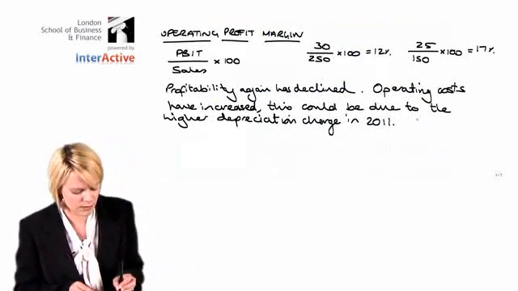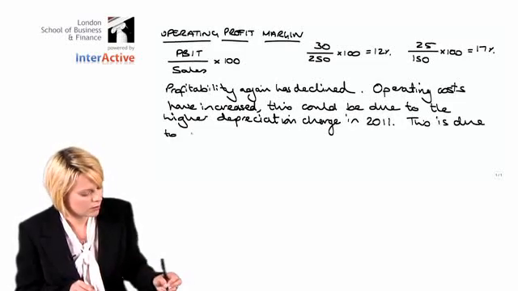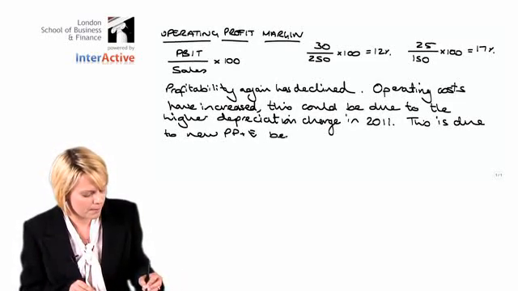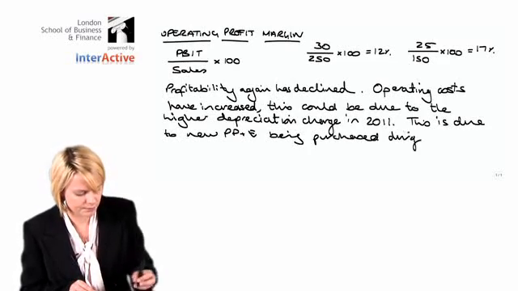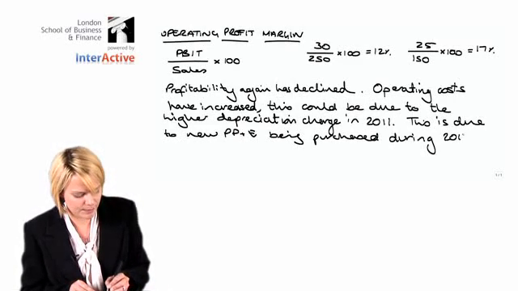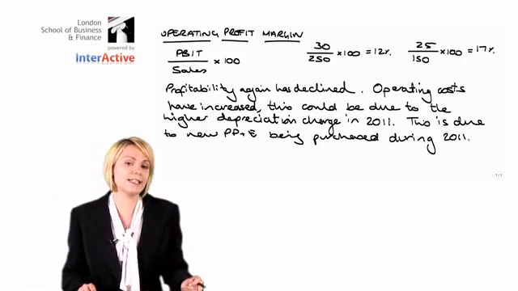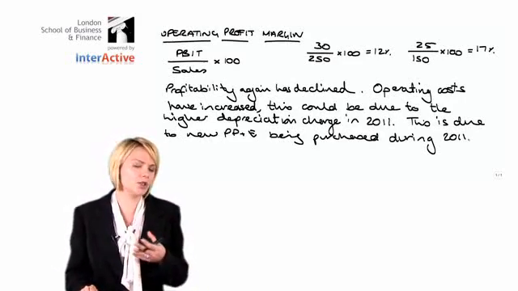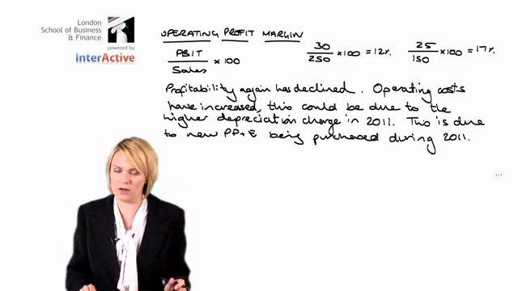We'll write that down. This is due to new PP&E, property, plant and equipment, being purchased during 2011. And we can see that new PP&E has been purchased because the asset value has gone up. Okay? So we've given a logical explanation as to why the profit margin has fallen, and that's because of an increase in our operating costs.